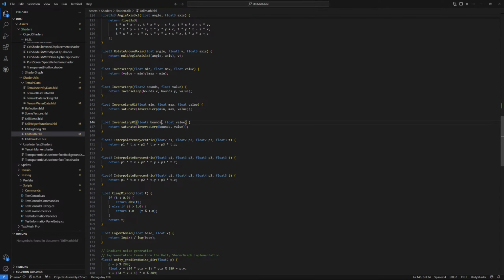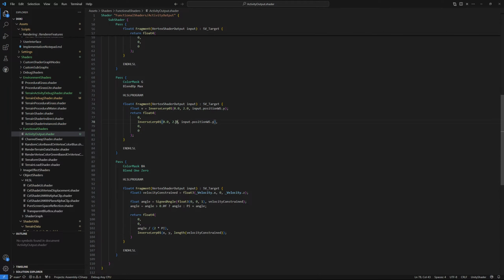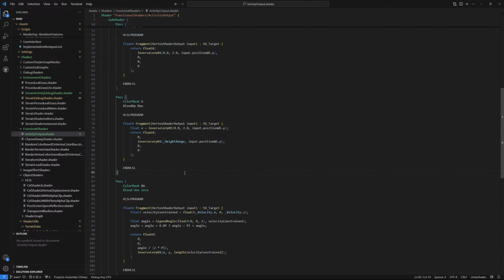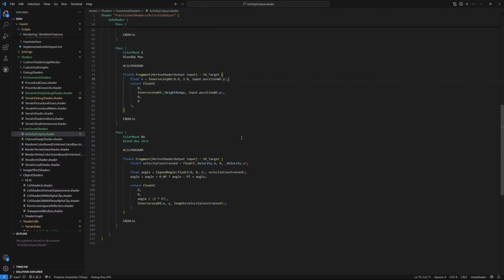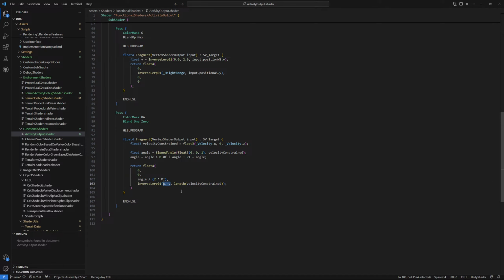Yeah, we can do it with bounds as well. That's beautiful. So we do inverse lerp height range, height range, and here we do velocity range.